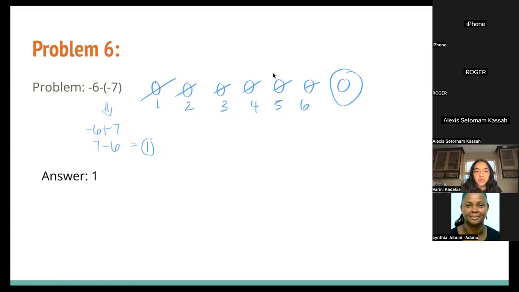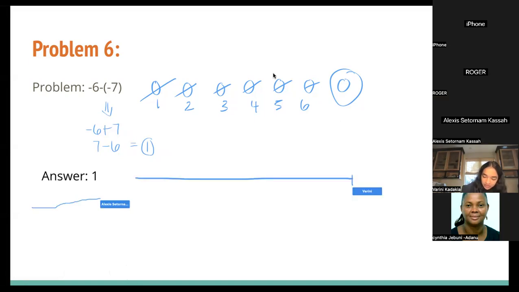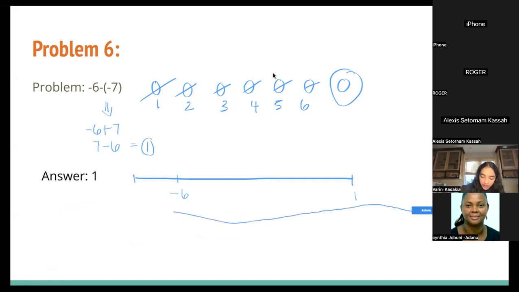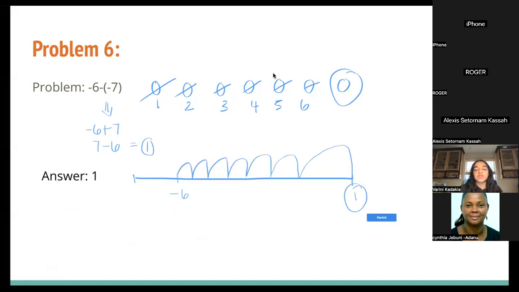If you're looking at a number line, let me draw it. When you solve this problem, you should draw the number line just for visual representation. Let's say here is -6, and then here is 1. If I have 7 things to add, I'd add 1, 2, 3, 4, 5, 6, 7, which would give me 1. I didn't draw the whole number line because that's a lot of numbers. Does anyone have any questions?